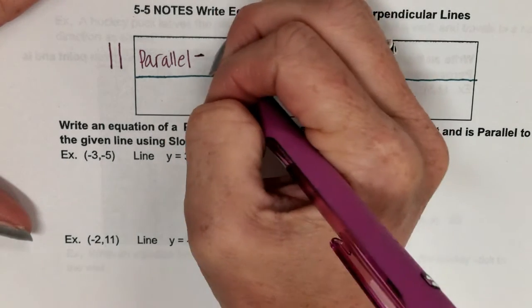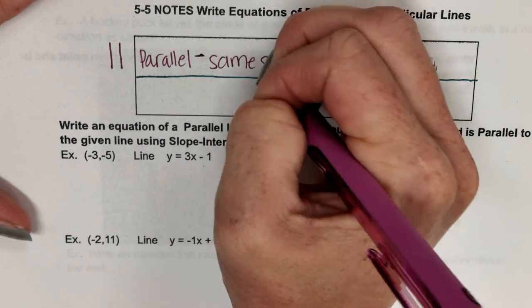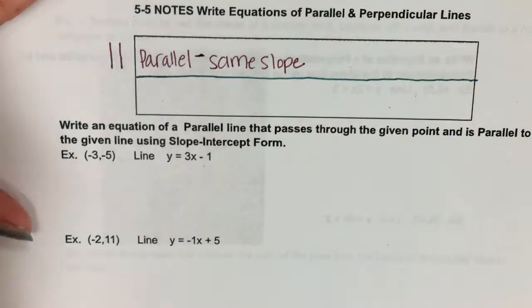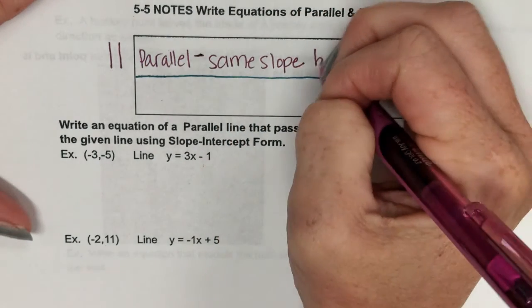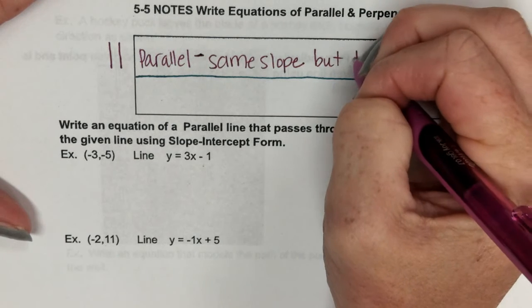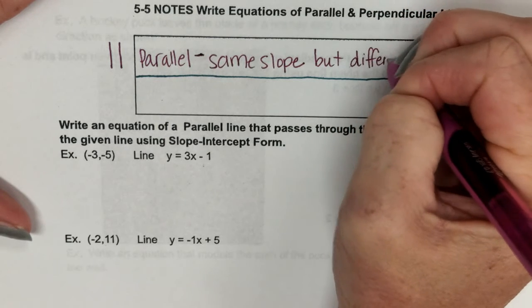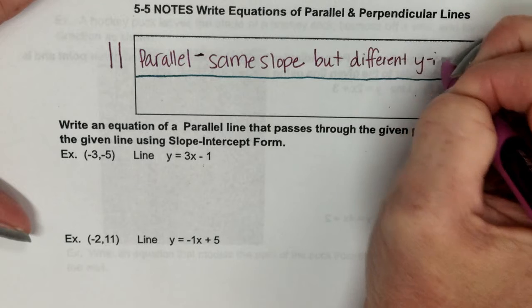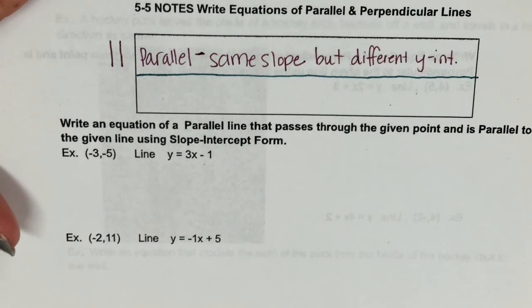So same slope, but different y-intercepts. So we're going back to y equals mx plus b today. Now, could you write these in standard form or point slope form? Absolutely. But it's just easiest to deal with parallel and perpendicular lines in y equals mx plus b form.